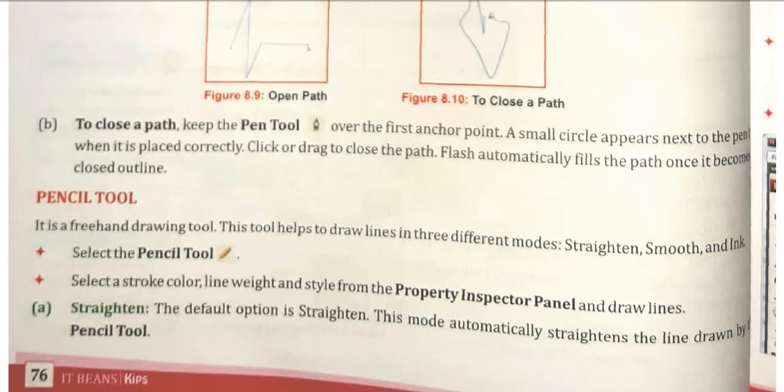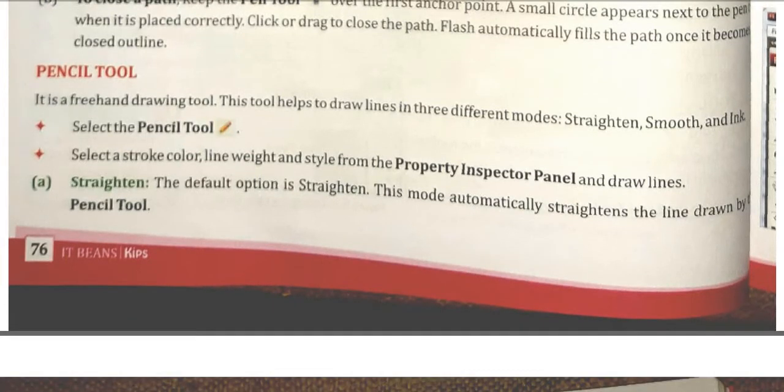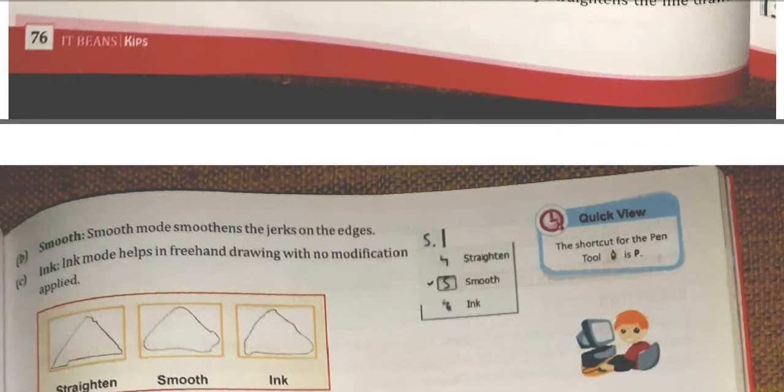Now pencil tool. It is a freehand drawing tool. This tool helps to draw lines in three different modes: straighten, smooth, and ink. Select the pencil tool. Select a stroke color, line weight, and style from the property inspector panel and draw lines. So the default option is straighten. This mode automatically straightens the line drawn by the pencil tool. And second is smooth. Smooth mode smoothens the jerks on the edges. Ink mode helps in freehand drawing.